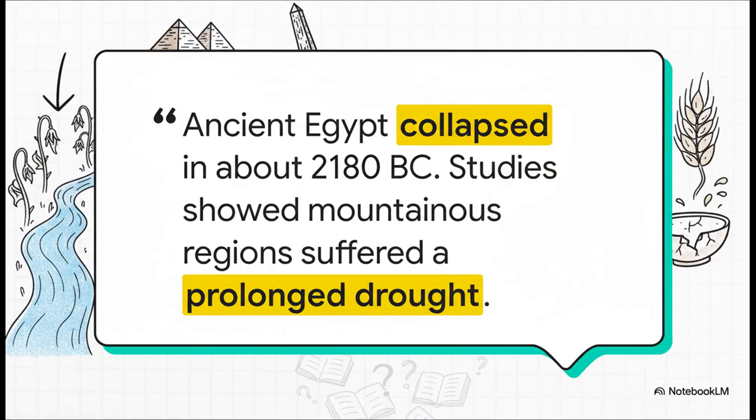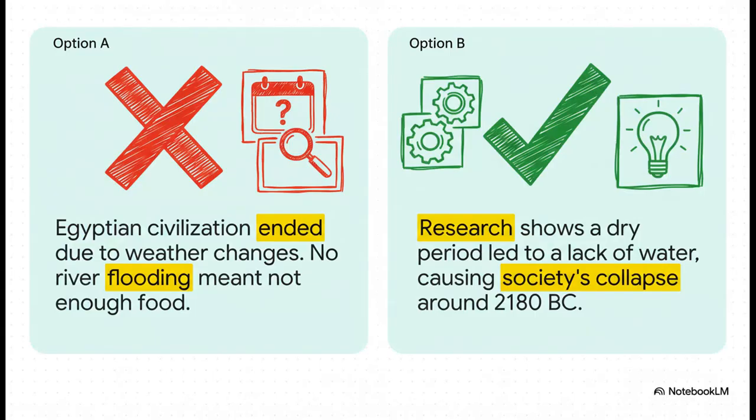So basically, it's about why ancient Egypt collapsed around 2180 BC. The key ideas are there was a long drought, that drought affected the Nile, and because the Nile was affected, society couldn't feed itself. Got it? Okay, so take a look at these two options. Which one is the better paraphrase?